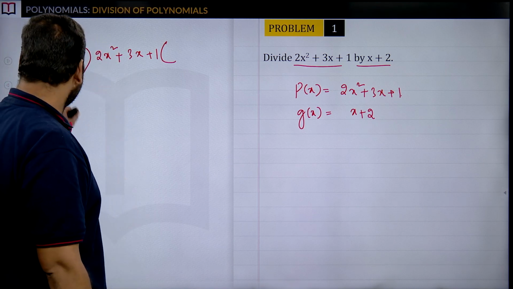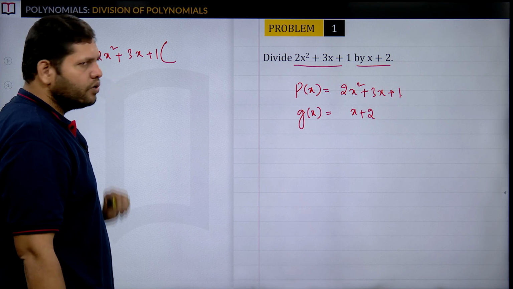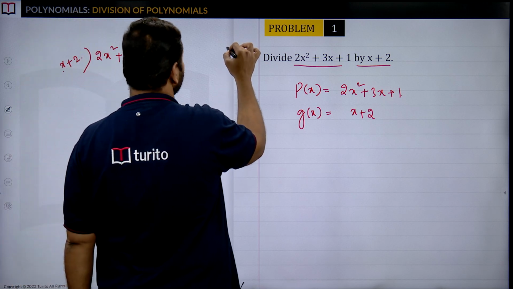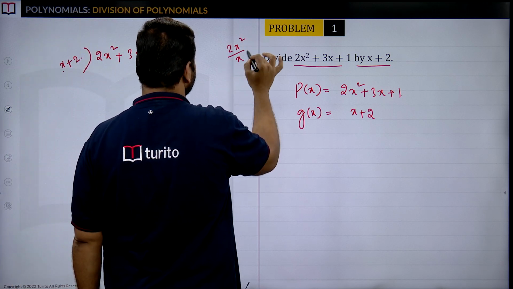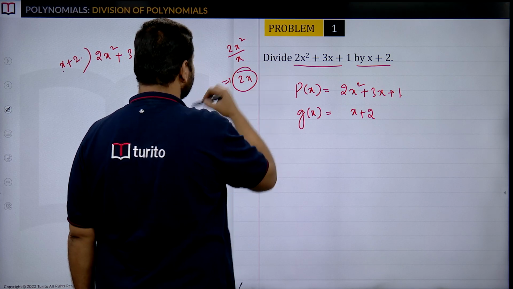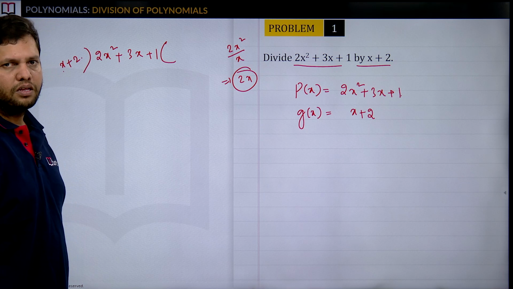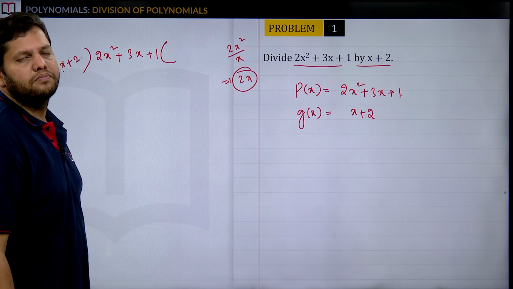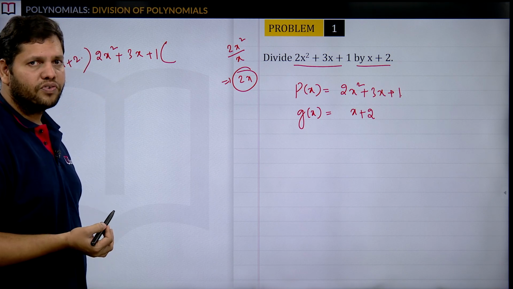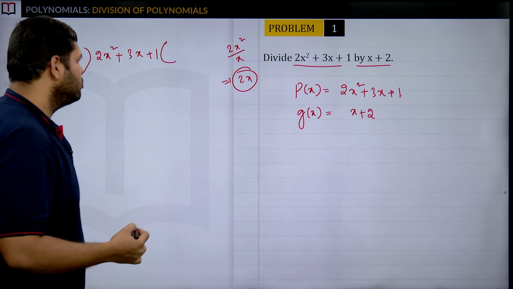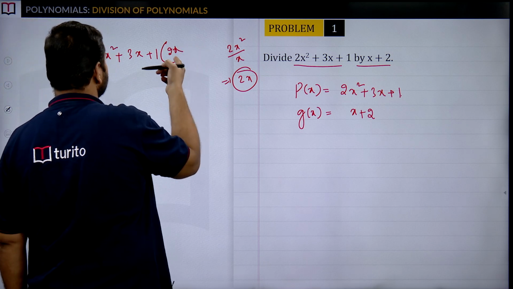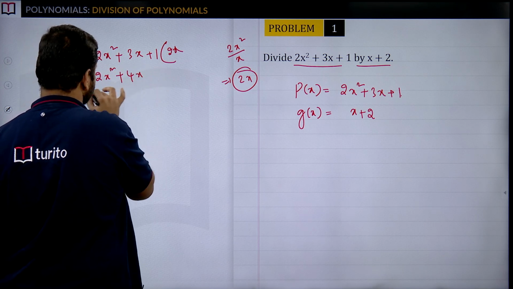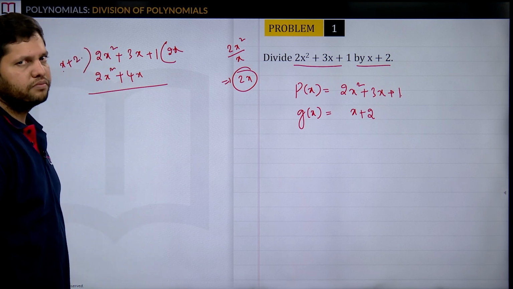Children, look here. Here I have the term x, but I want to get the 2x square term. How do we get the 2x square term? It's very simple: divide 2x square by x, so you have to multiply with 2x. This is actually the x term, but we need to get a 2x square term, so we multiply with 2x. So 2x into x is 2x square, and 2 into 2x is 4x. Then, children, do the subtraction.